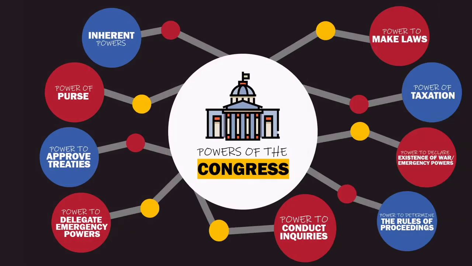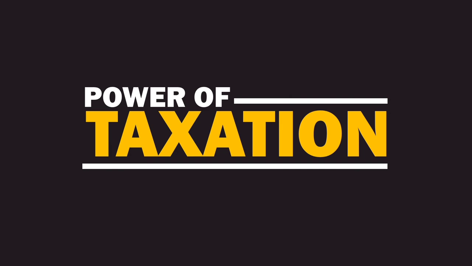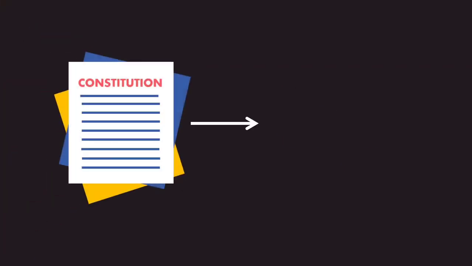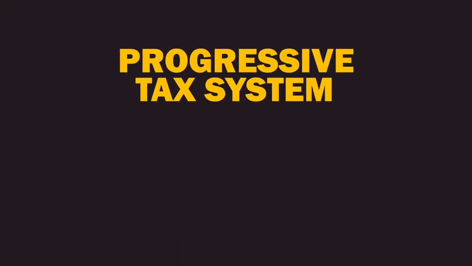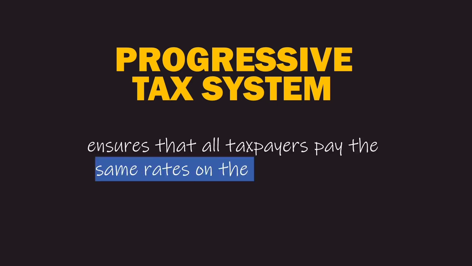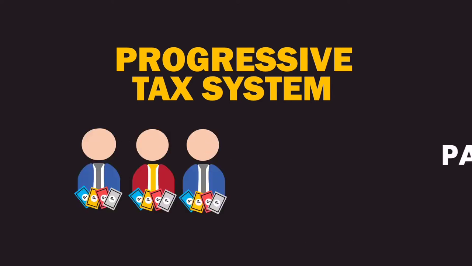Let's move on to another power, the power of taxation. This is exercised by the Congress. The Constitution mandates the Congress to have a progressive system of taxation. The progressive tax system ensures that all taxpayers pay the same rates on the same levels of taxable income. The overall effect is that people with higher income pay higher taxes.